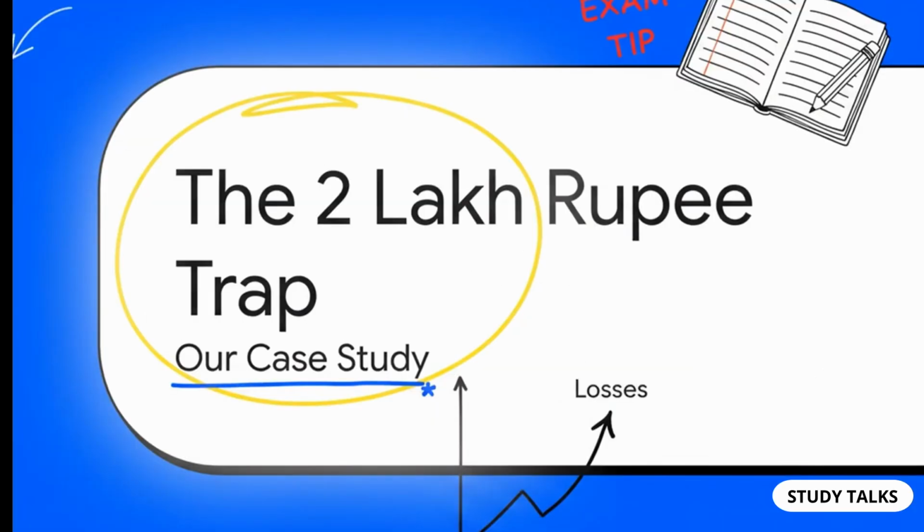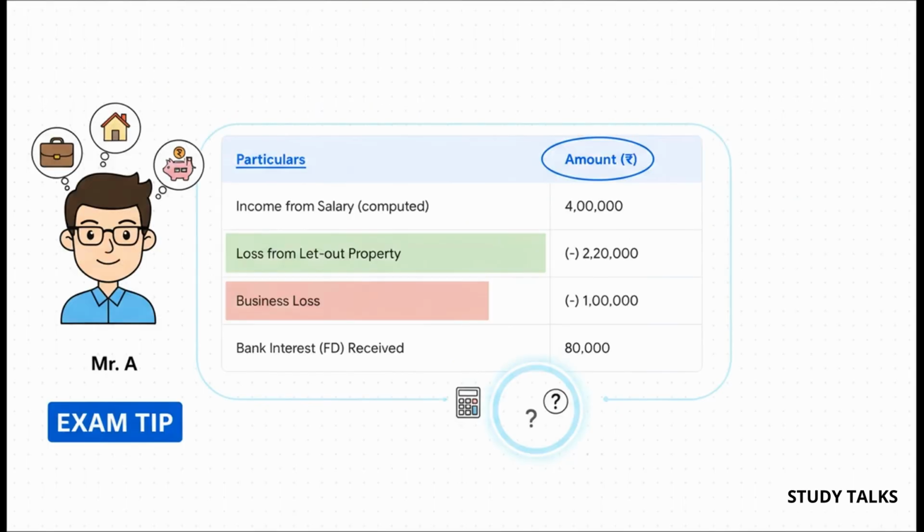First things first, let's set the stage with a really practical exam-style case study. We're going to use this problem the whole way through to make all these rules totally crystal clear. So, meet Mr. A. He's got a salary of 4 lakh, a loss from a let-out property of 2,20,000, a business loss of 1 lakh and 80,000 in bank interest. Our job? Compute his total income. I promise you, by the time we're done here, you'll be able to solve this with your eyes closed.